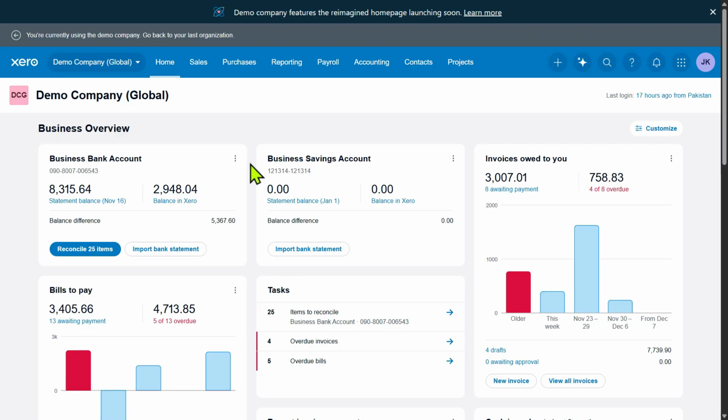Reconciling a sales refund is the process of matching the money flowing out of your bank account to the corresponding credit note or overpayment recorded in Xero.